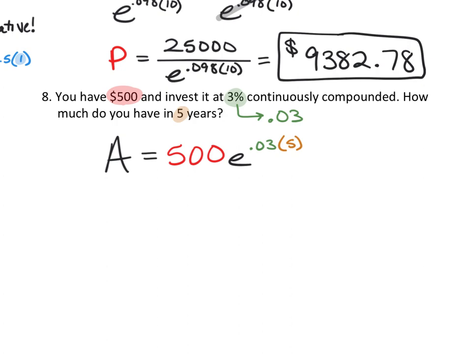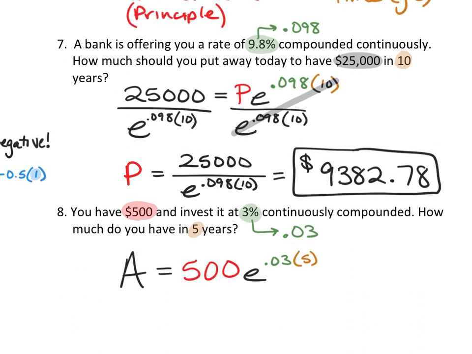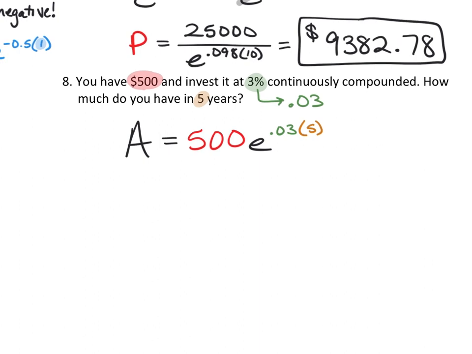Last time when we set this problem up, my variable was the P, so I had to do some solving to be able to type it in. What is the only letter I have left now in this formula? A. Thank you for not saying E. E is a number. Since A is already isolated and all of these are numbers, this is a calculator question, just like last time. Let's type this in and see how much is in our account after 5 years. It's 580.92.